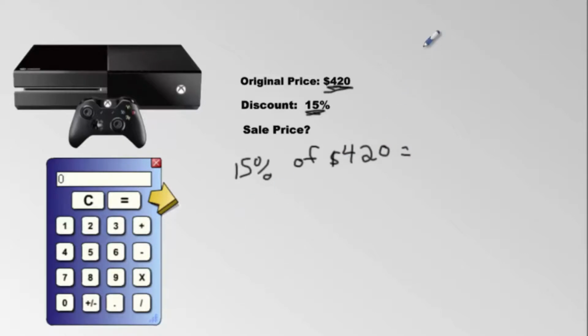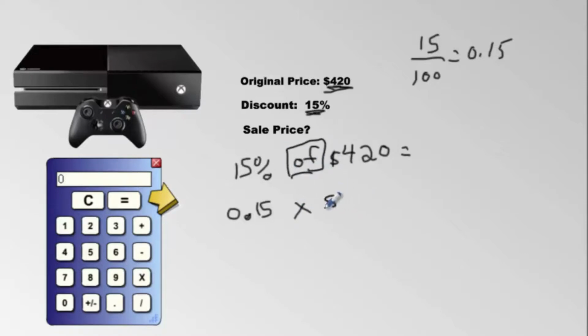Now, 15% is 15 over 100, which is the decimal 0.15. You always need to convert it to a decimal format. We multiply, because of means multiply, and we multiply by 420. We'll whip out our calculator, write 0.15, and multiply that by 420. And that gets us 63. So we write a dollar sign beside it. Don't forget your units. We get $63.